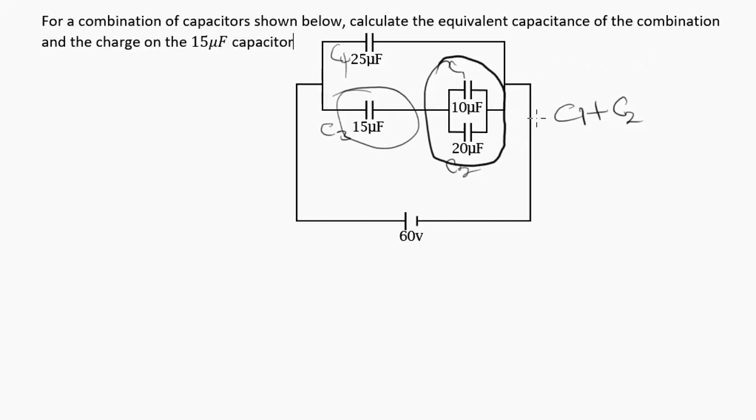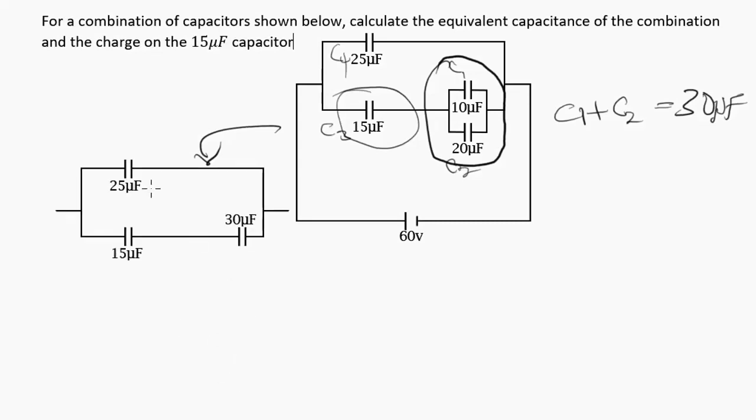So C1 plus C2, which is 10 plus 20, is 30 microfarad. So this is what I have here. I'll go ahead and illustrate the diagram of this. At this point, this has combined to be 30 microfarad. So now I can combine these two, that is the 15 microfarad with the 30 microfarad.